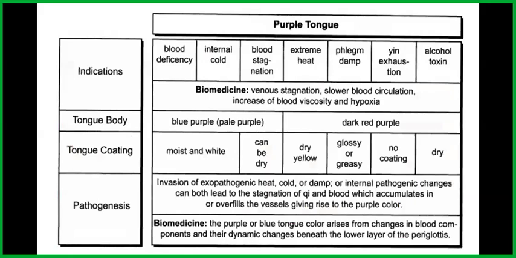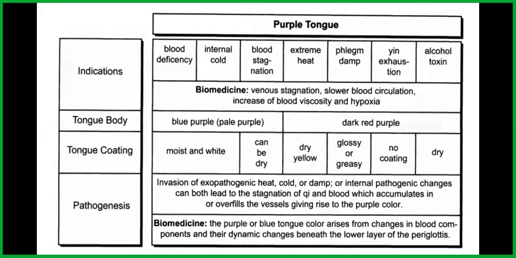So we can see here in this chart the indications of a purple tongue. For blood deficiency, internal cold, or blood stagnation, the tongue body will be blue or purple or pale purple. And the tongue coating for blood deficiency and internal cold is moist and white, and for blood stagnation, it can be dry. For extreme heat, phlegm damp, yin exhaustion, and alcohol toxin, the tongue body will be dark red purple. And the tongue coating for extreme heat will be dry and yellow. For phlegm damp, it's glossy or greasy. For yin exhaustion, there's usually no coating. For alcohol toxin, it will be dry.